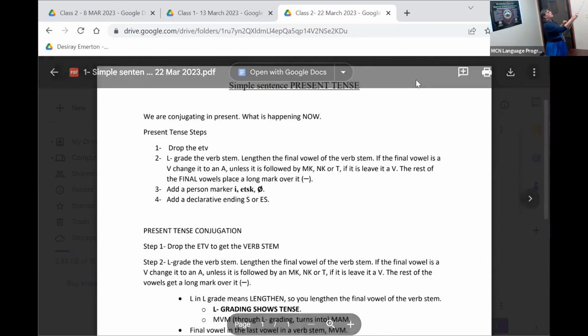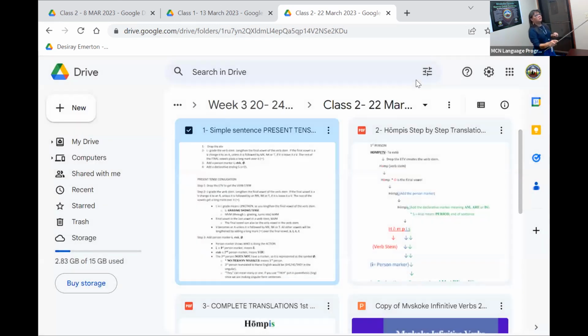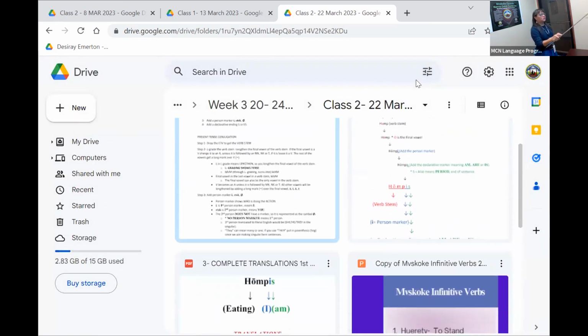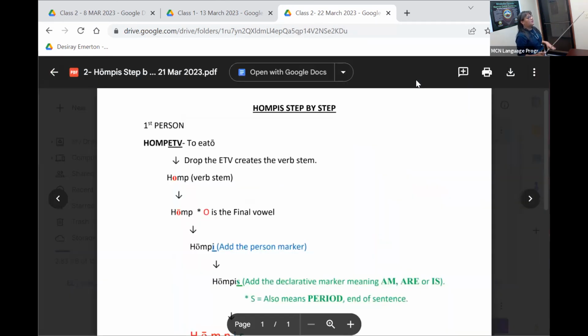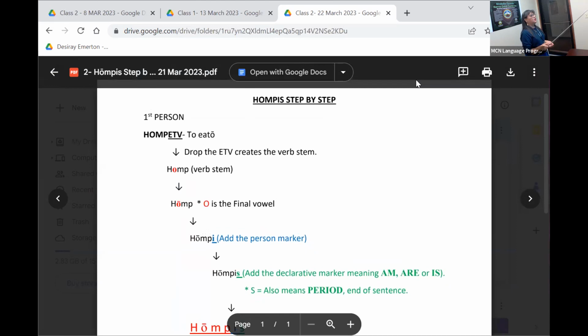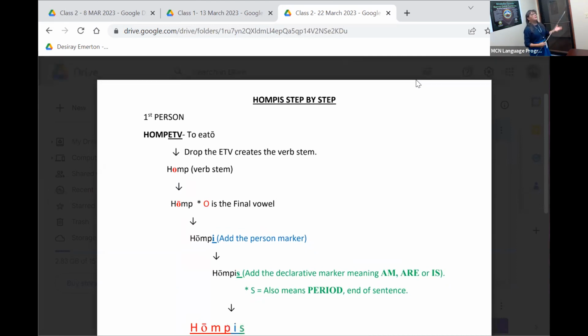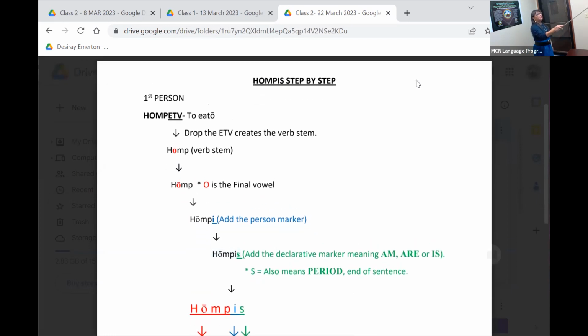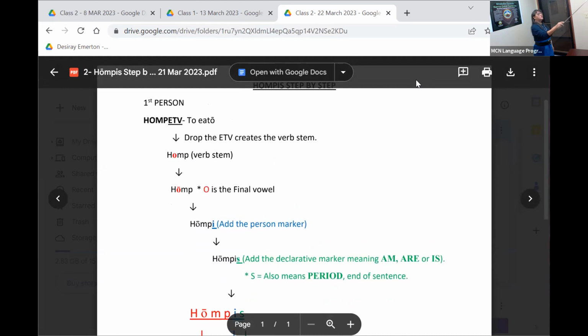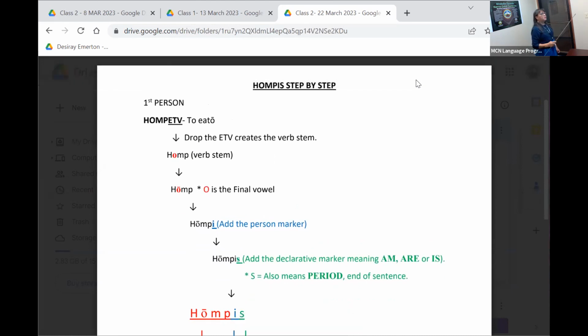Because let me go to the next one, which should make it a little bit easier to see. And we might finish a little earlier, but it just depends on if you guys have a lot of questions. I wanted to give you at least 30 minutes of going over this. So you see how you get from humbida to humbis, step by step. So the first person, like I said, we're doing the first person.